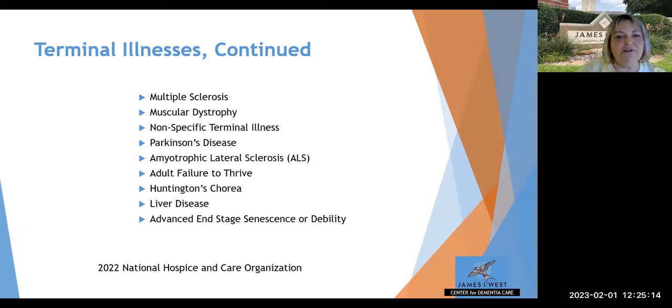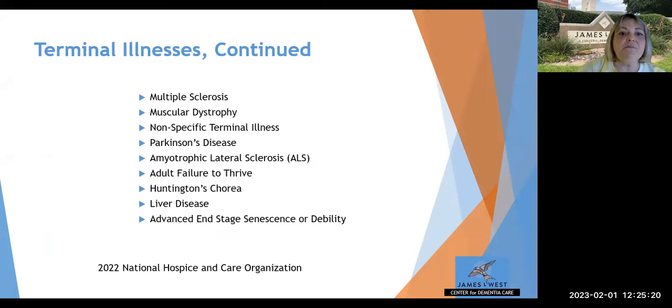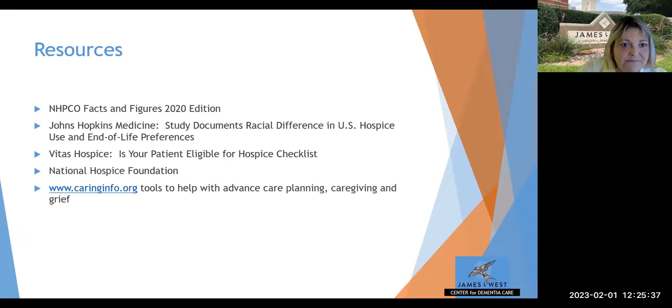And I've got on there adult failure to thrive. That is whenever they have severe malnutrition. But multiple sclerosis is on there, muscular dystrophy, a non-specific terminal illness. They are just terminal. Parkinson's, ALS, Huntington's, a liver disease, and then that advanced end stage with a debility.